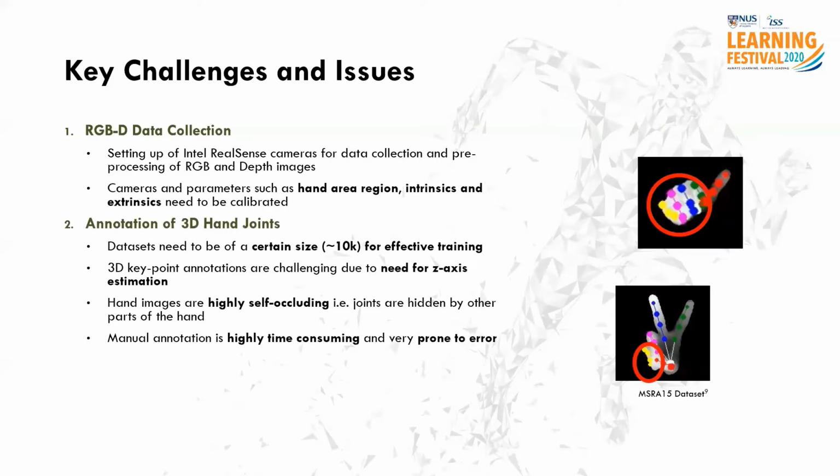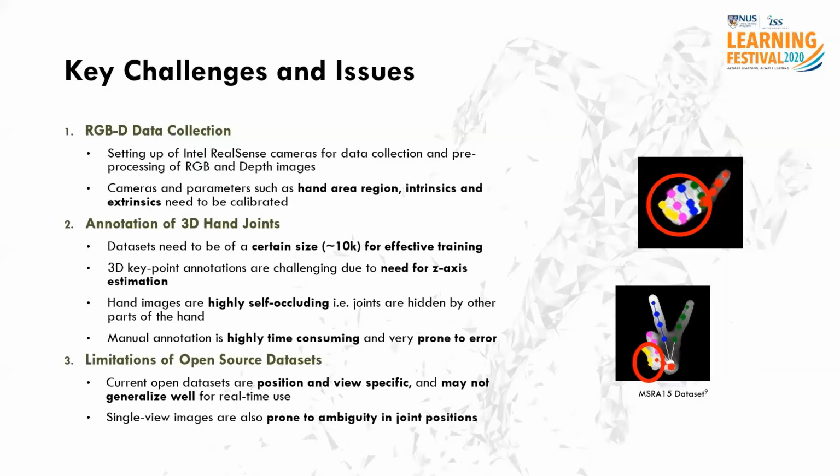Secondly, since deep learning models usually require a large dataset to train an effective model, there is a need for a solution to collect and annotate these images. As we are dealing with 3D joint positions, these coordinates can also be very hard to annotate, since there is also the need to estimate the depth or the z-axis coordinate given a 2D image such as this. For this task, manually annotating these joints is also very time-consuming and very prone to error. So there is actually a need for an automated solution to collect and annotate these joints as well.